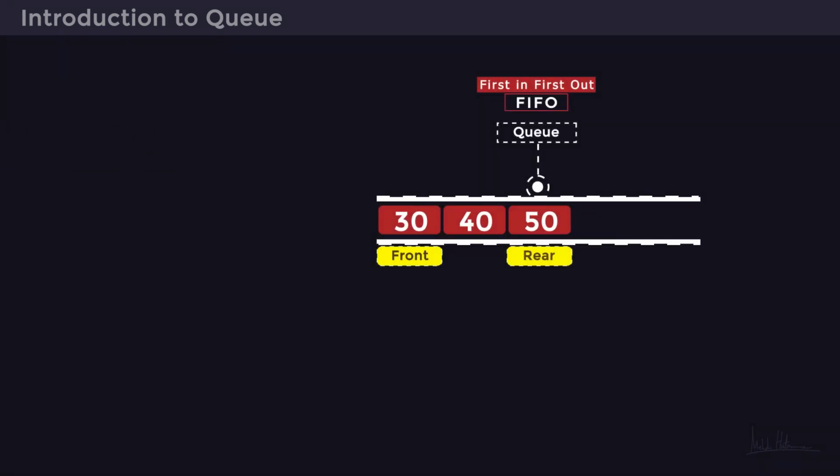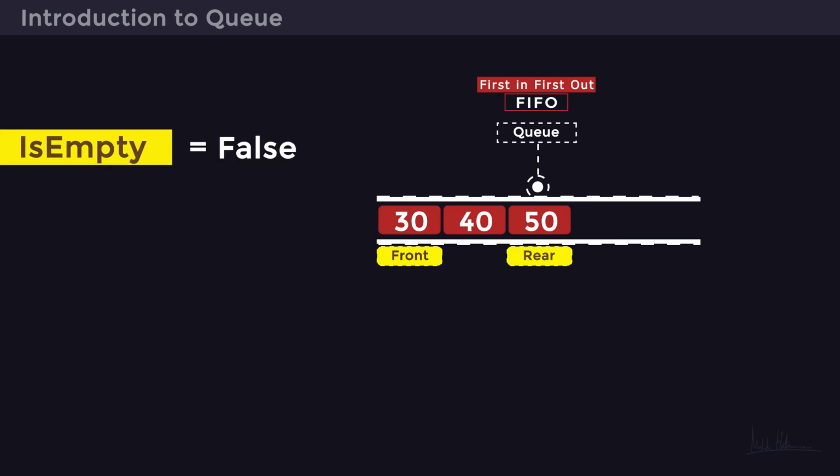The next operation is empty, and surely it returns false because we have items in our queue. And the next operation is full, and it returns false because we can still put items in our queue. The next operation is peek, which will return the oldest item, or in other words, the value of the front of the queue.